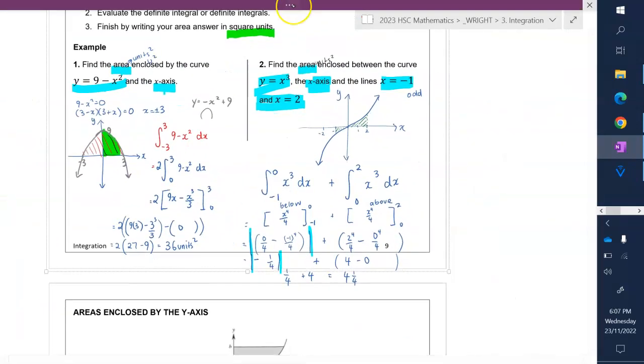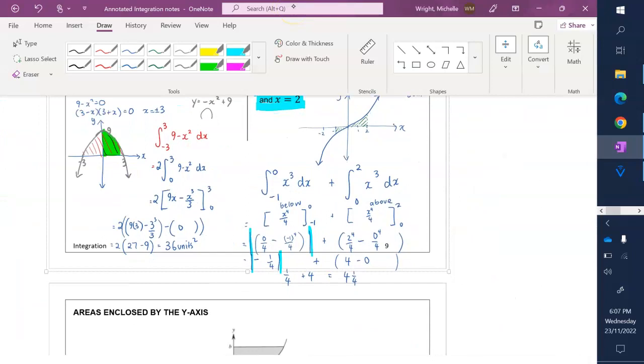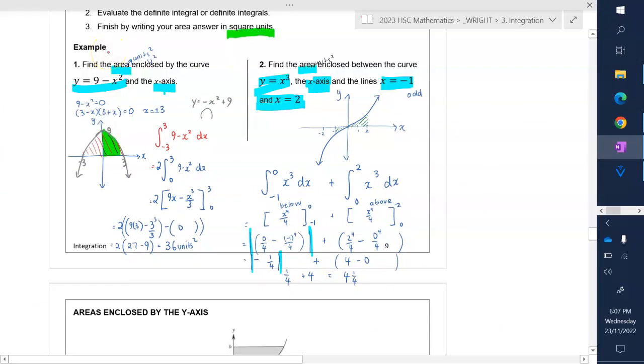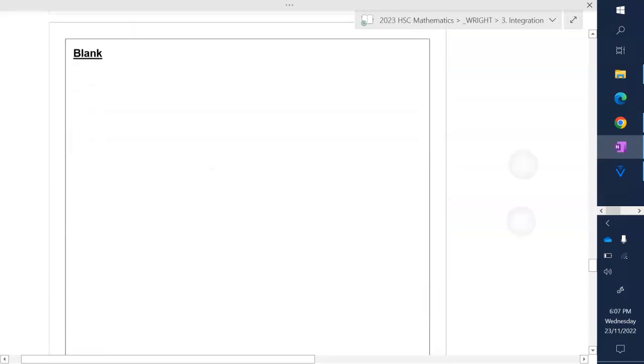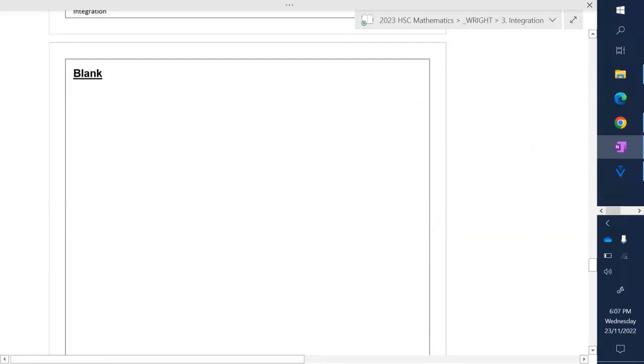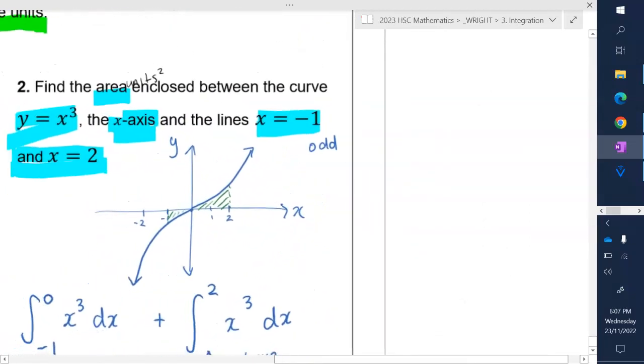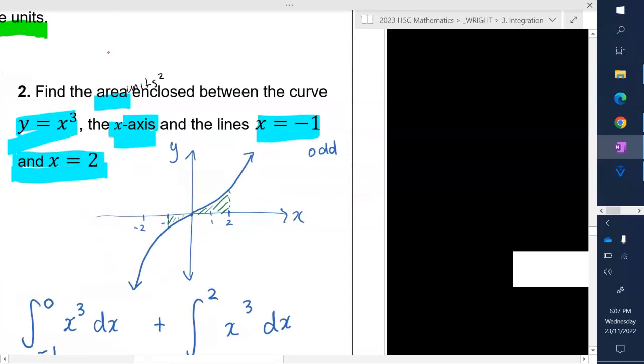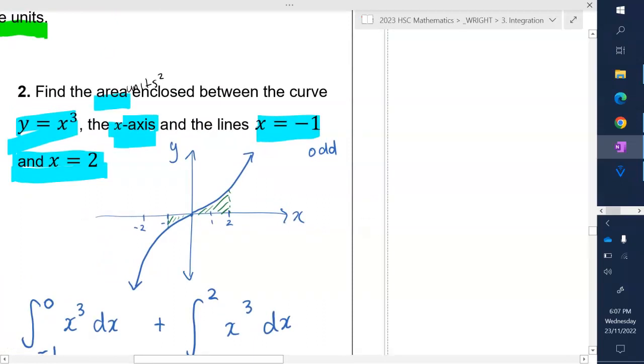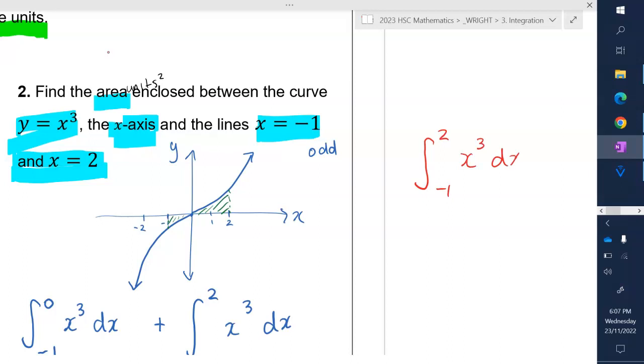Now, what I want to do is show you to the side. You might want to pop this into a blank page. If you scroll down, you'll have another blank page down there. So if you want to go there and just pop this down there, I'm going to pop it to the side. I want to have a look at what we would get as an answer if I was just to integrate between 2 and -1 of my x cubed in relation to x.